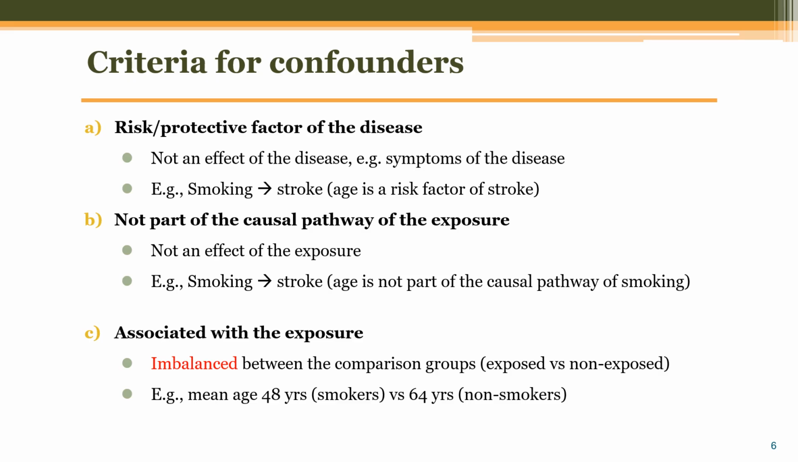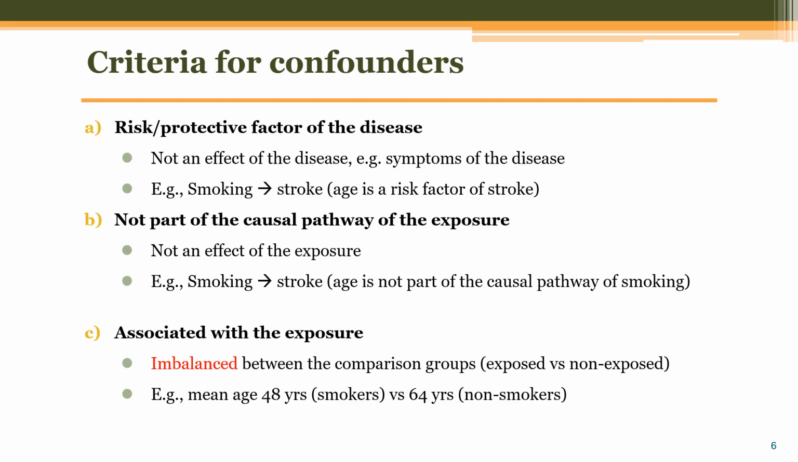Number one, the suspected factor should be a determinant, whether a risk or a protective factor of the disease, according to current knowledge. For example, when examining the association of smoking and stroke, age fulfills this criterion because older age is a well-established risk factor of stroke.